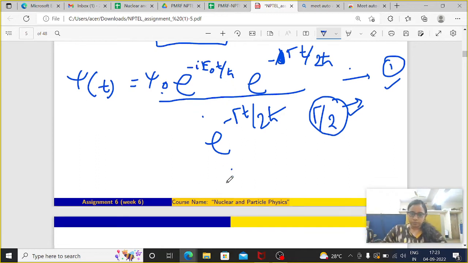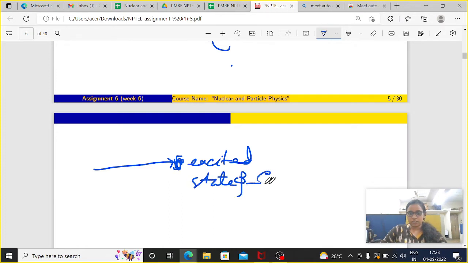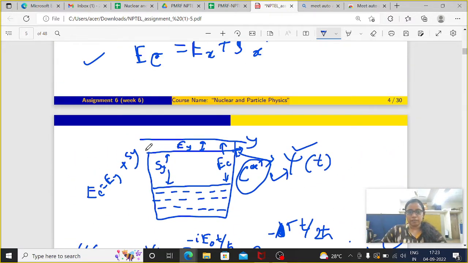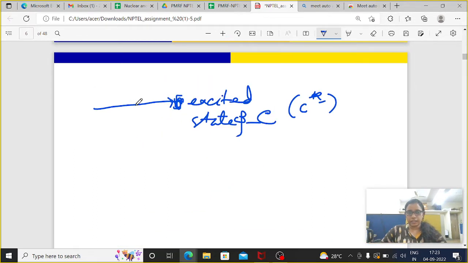Now what should I write? And also again, whatever we have drawn here, that excited state of C, that means C star. Sorry, I have mentioned these things here, this one, I am focusing on this one. So this state I am writing here. This is the excited state of C, that means C star.